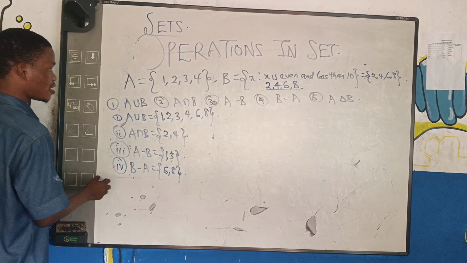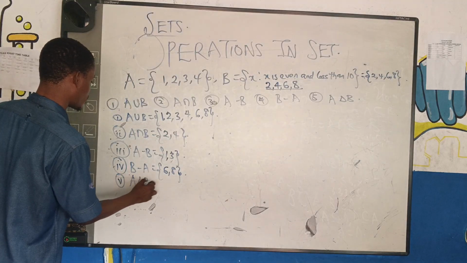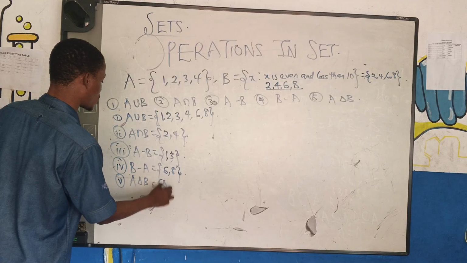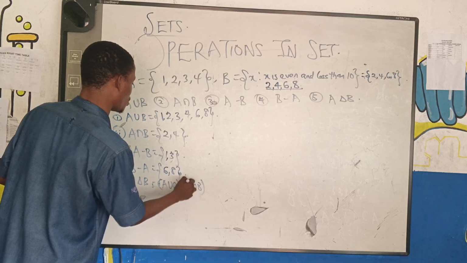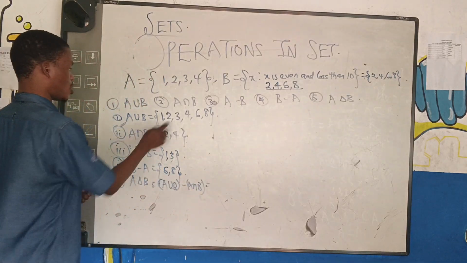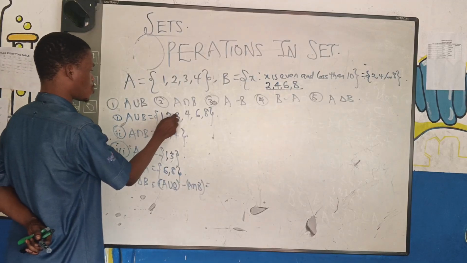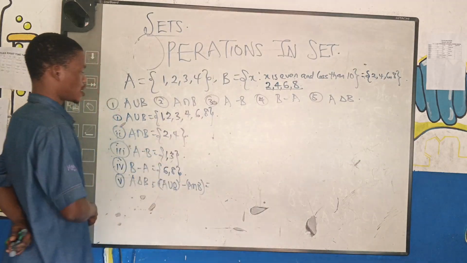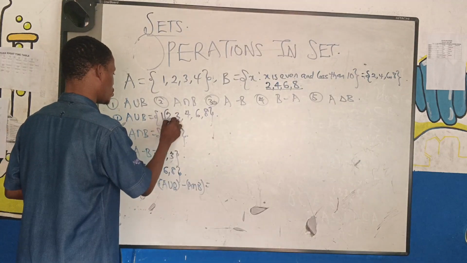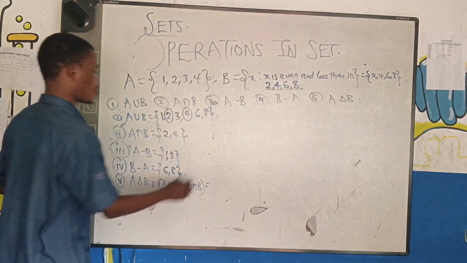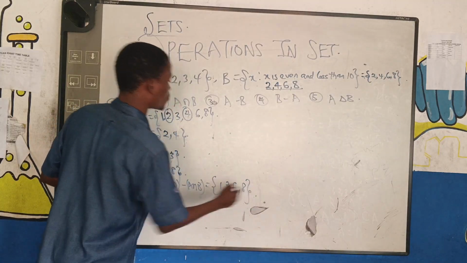And then finally, number 5, the symmetric difference. Of course, we told you that is A union B minus A intersection B. That will be what is in the union set that is not in the intersection set. In the union set, we have 1, 2, 3, 4, 6, 8. In the intersection set, we only have 2 and 4. So we take all the elements here, removing 2 and 4. That is 1, 3, 6, 8.